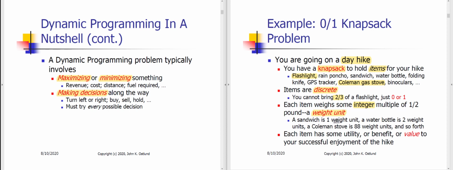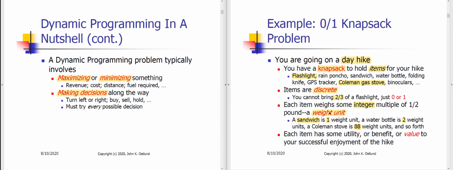But let's suppose that the sandwich that we might or might not take on our hike is 1 unit of weight, and a bottle of water is 2 units of weight, and the flashlight perhaps is 3 units of weight. Our 22-pound Coleman stove, well, I think this is an overestimate, 88. I think I changed this somewhere along the way, but let's say it's 44 weight units if each weight unit is half a pound.